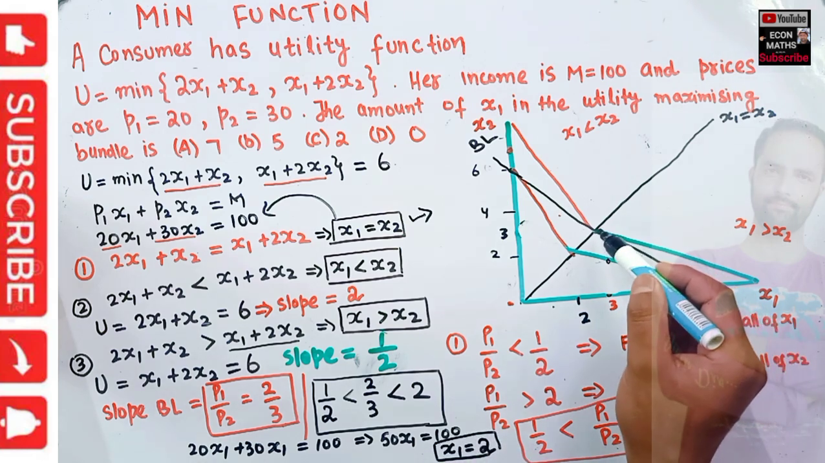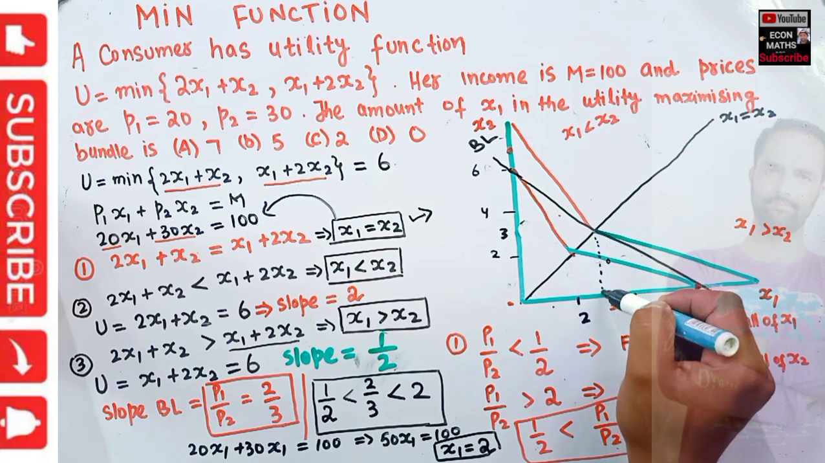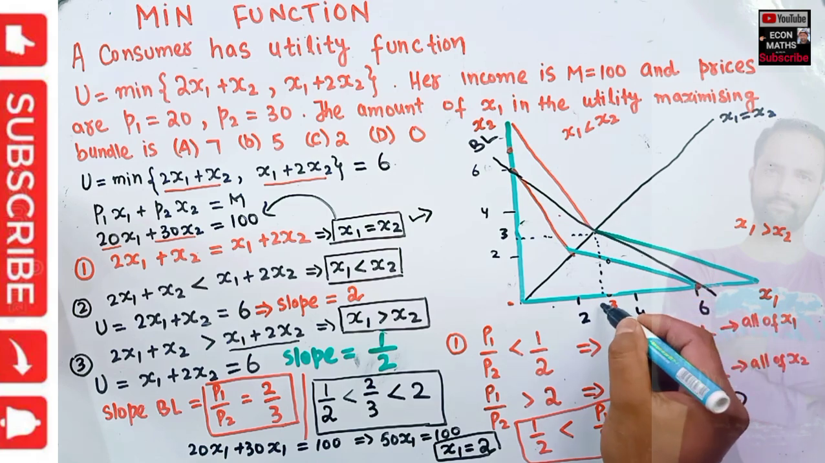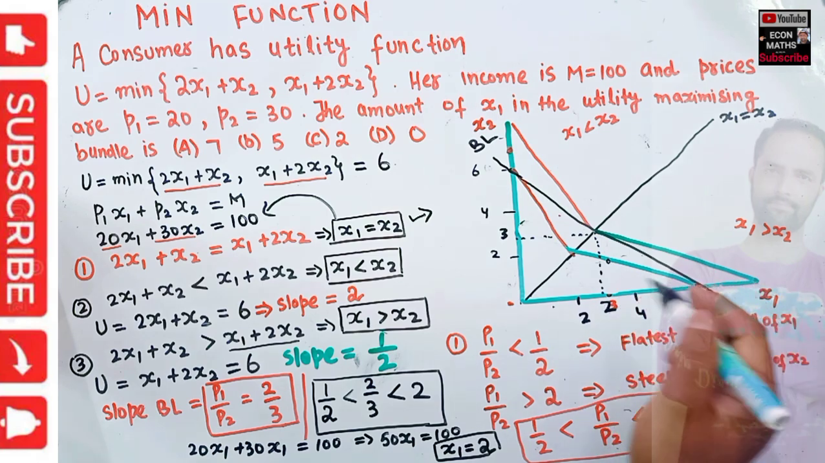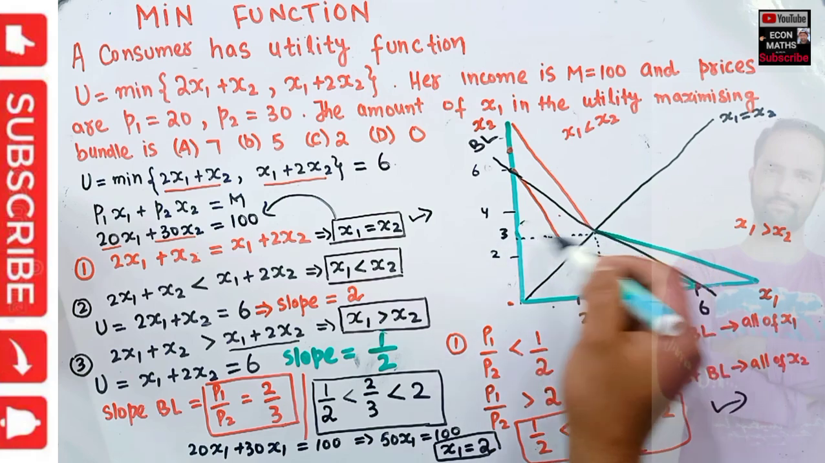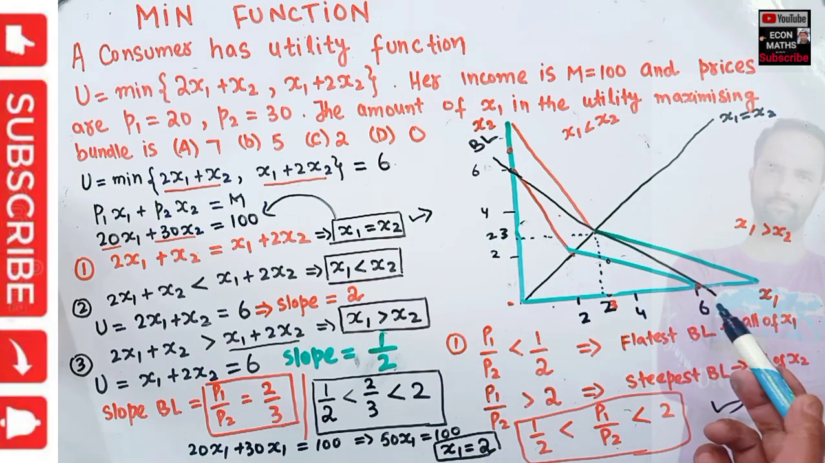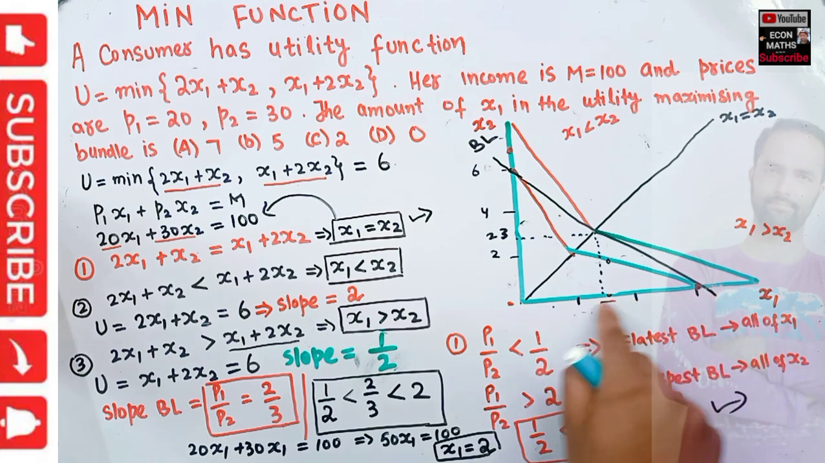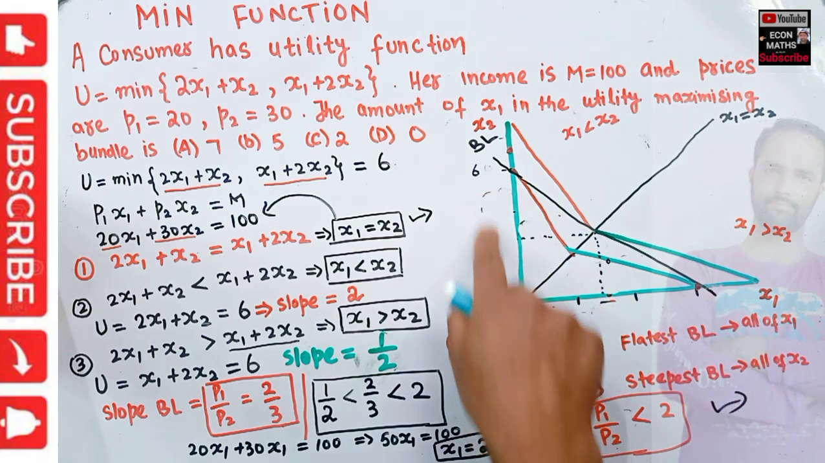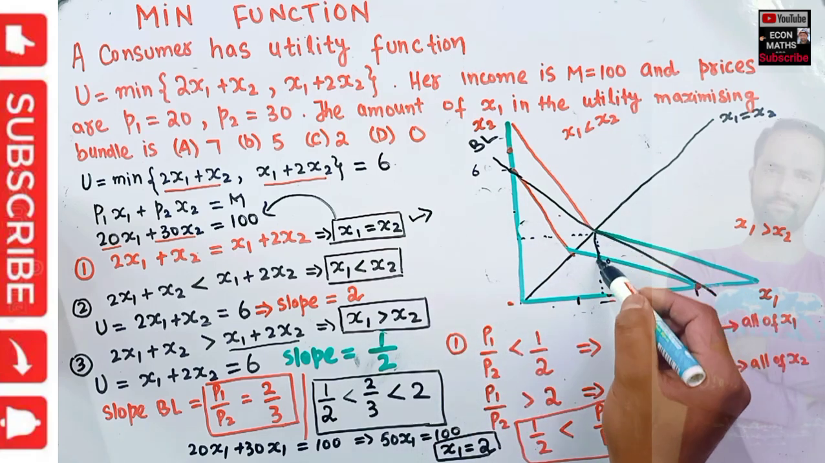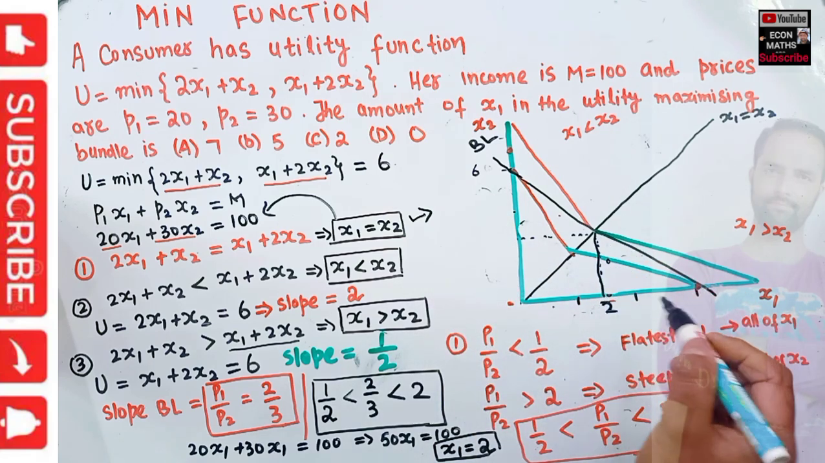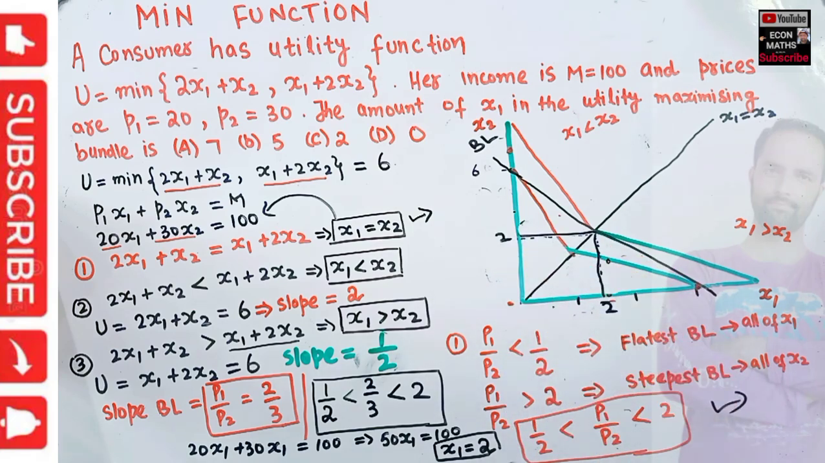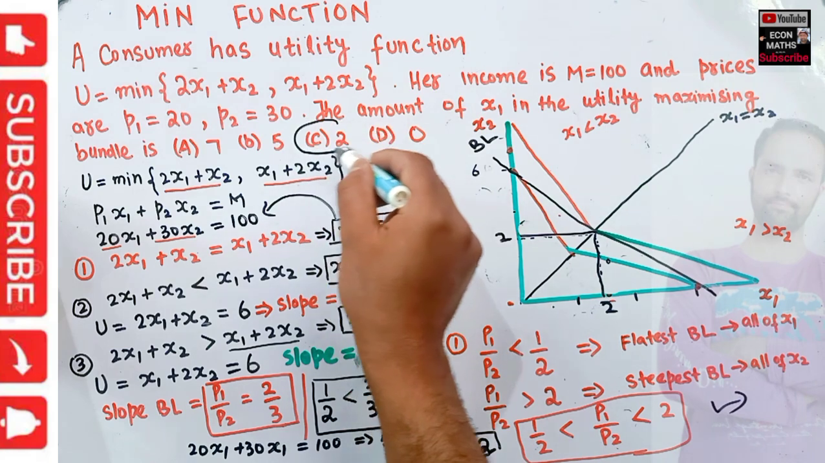At this point the consumer will be consuming 2 units of x1 and 2 units of x2. Don't confuse these with the other numbers; they were only drawn here to draw the indifference curve. So at the optimum, the consumer will consume 2 units of good x1 and 2 units of good x2. The correct option to this question should be this option.